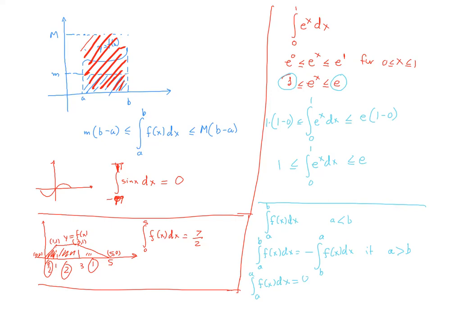If we allow ourselves these two extra definitions, then it turns out that the following equality is always true no matter what, as long as the corresponding integrals are defined. So the integral from a to b of f of x dx is the integral from a to c of f of x dx plus the integral from c to b of f of x dx.